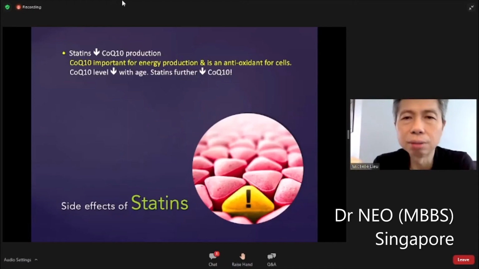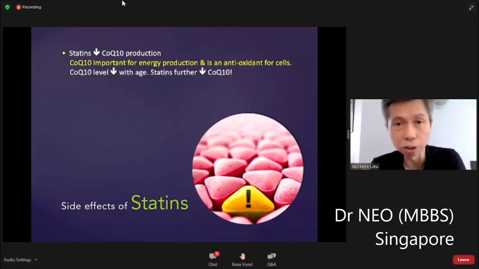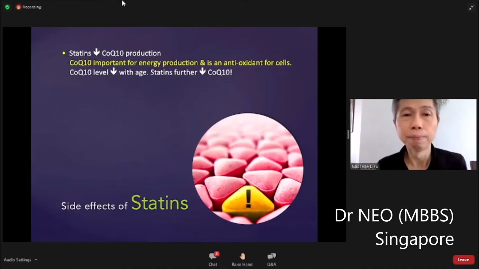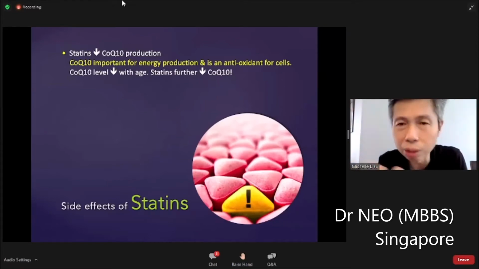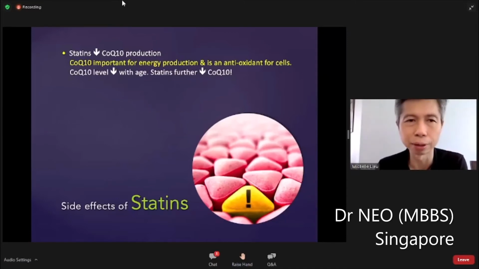And on top of that, your cells are not going to produce enough energy to function normally. Further bad news for you is this: your level of coenzyme Q10 will decline as you age as well. So when you take statins, you further decline the coenzyme Q10 in your body. This is really bad for you, so you've got to be really careful. Those of you who are taking statins, or considering taking statins, you must bear all these factors in mind.